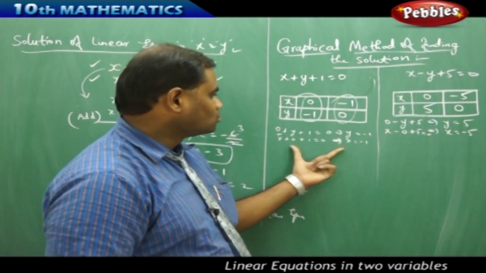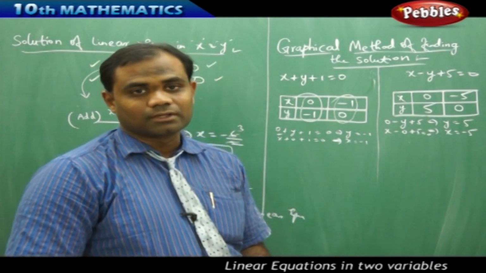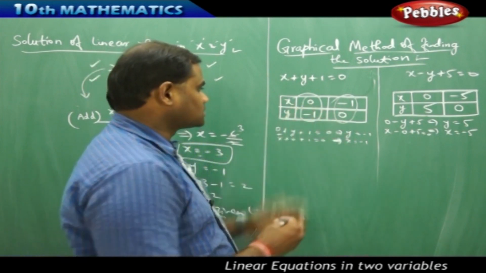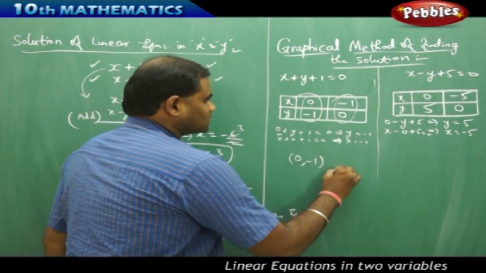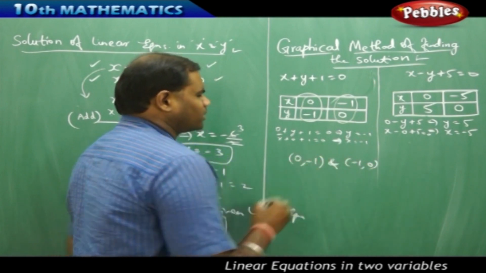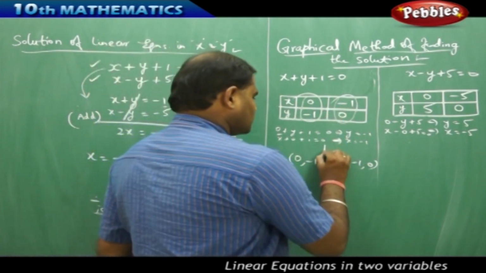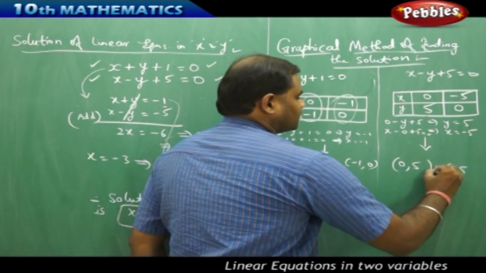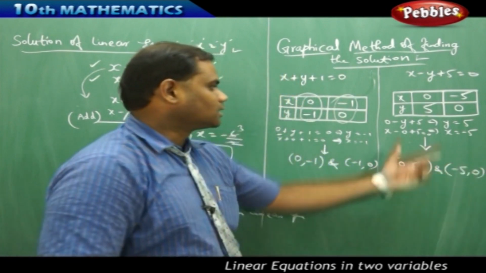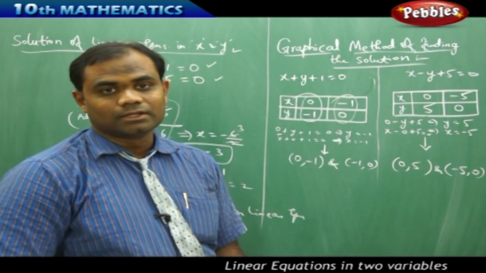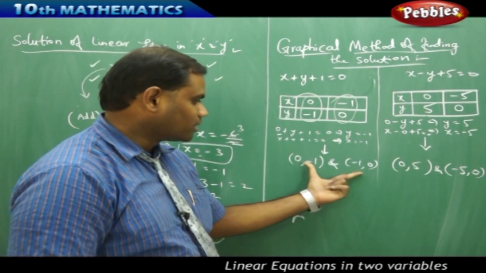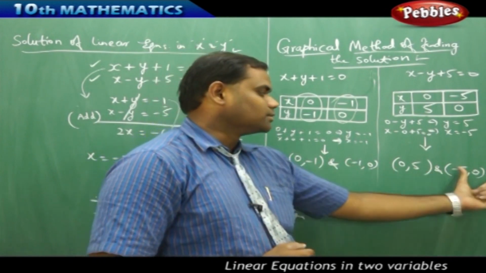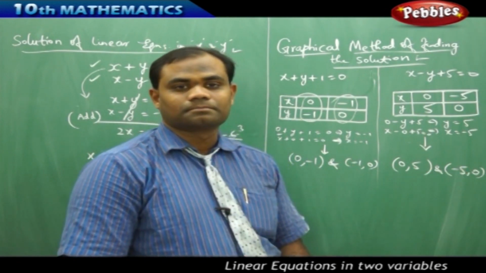So using the two different tables of values which I have obtained, we are going to find the different points to be plotted on the straight lines. Initially, for the first line, my points are (0, -1) and (-1, 0). In the case of the second line, I get the points (0, 5) and (-5, 0). So let's draw a straight line joining these two points, and then draw a straight line through the other two points, joining them with a ruler.